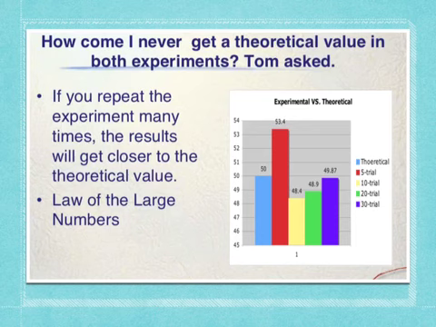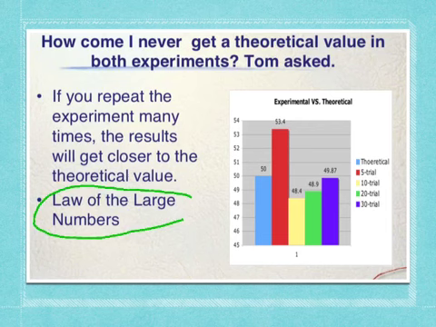One of the questions a lot of people ask is, how come I never get the theoretical value in my experiments? Well, if you repeat the experiment many times, the results actually get closer to the theoretical value. This is called the law of large numbers. The law of large numbers states the more times I repeat an experiment, the closer my probability is going to get to what the theoretical probability would be. Here you can see on a chart using the law of large numbers, the theoretical probability of getting heads is going to be 50%. This is the bar for the 50% mark. Now after just 5 trials, we get heads 7 out of 10 times.